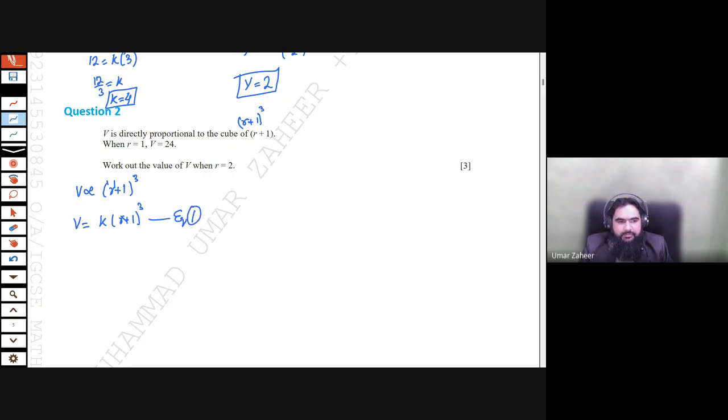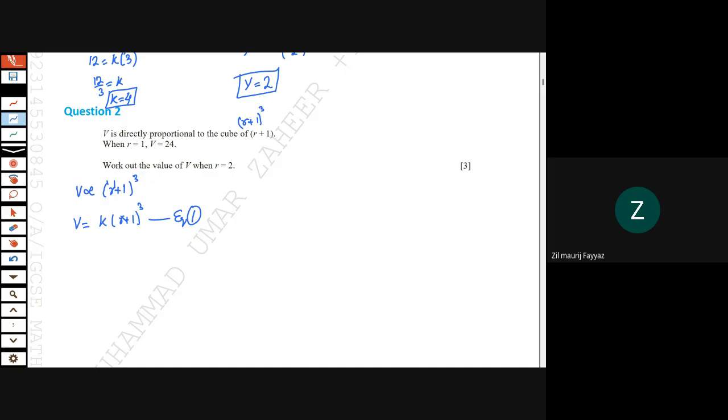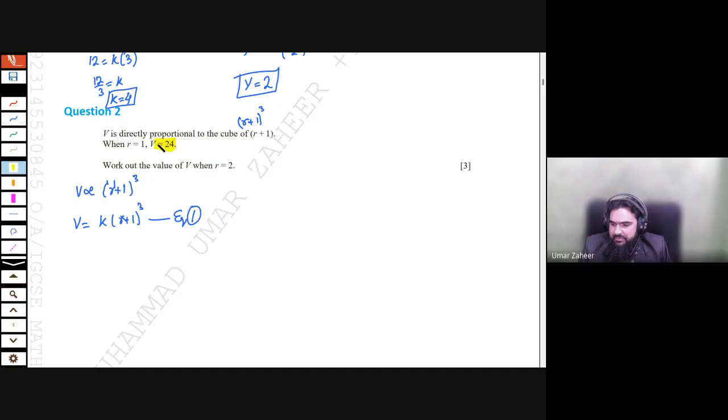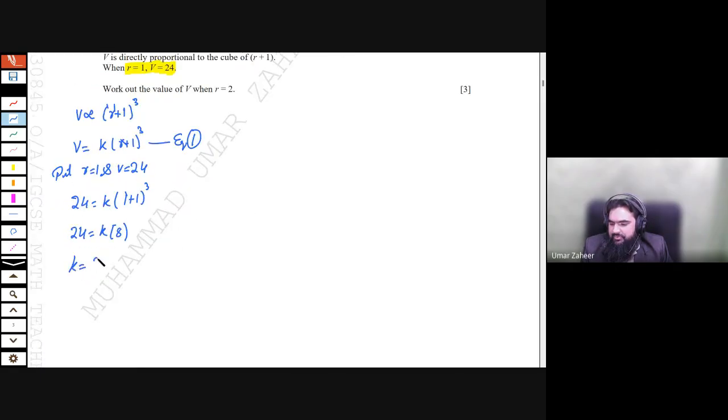Anyone having a question till here? No, sir. Now, this is the main information given, that r is 1 and v is 24. So let's substitute that value. We get 24 is equal to k into 1 plus 1 whole cube. 24 is equal to k into 2 cube, which is 8. So 24 divided by 8 is 3.